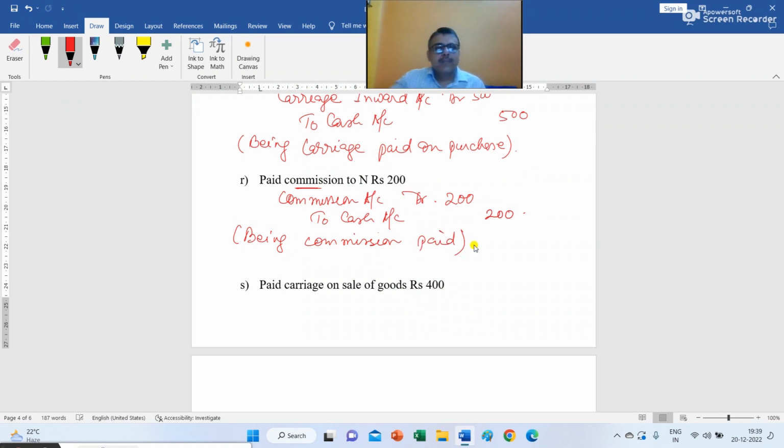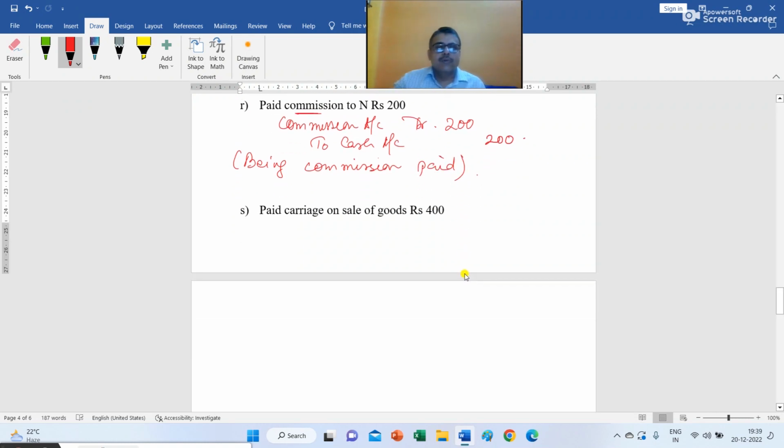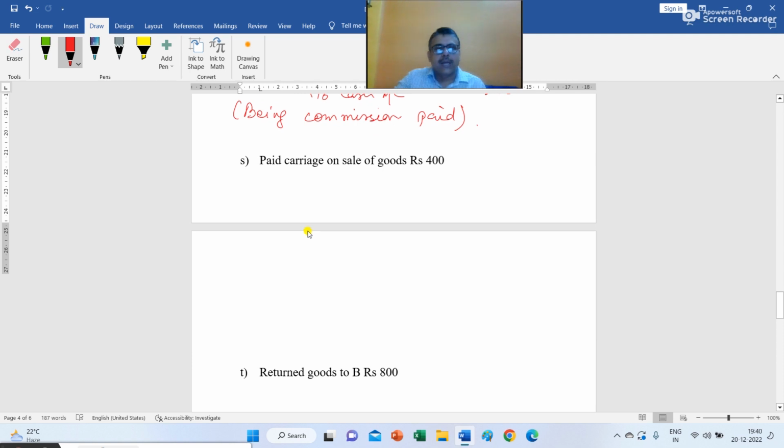Next is paid carriage on sale. So when you are paying for carriage on purchase, it means carriage inward. And when you are paying for carriage on sale, it means carriage outward. And carriage outward is again a nominal account. There is an outflow of cash, so cash will get credited and the account will be debited for carriage outward.